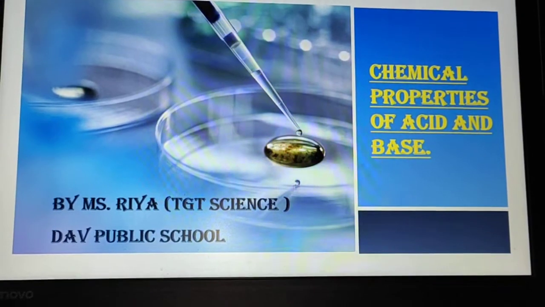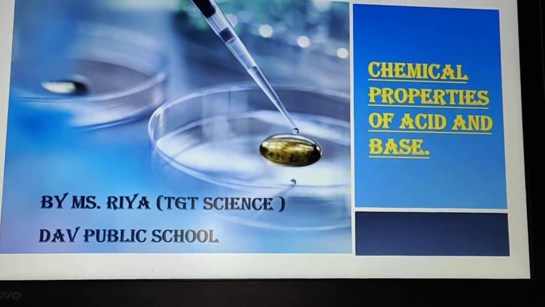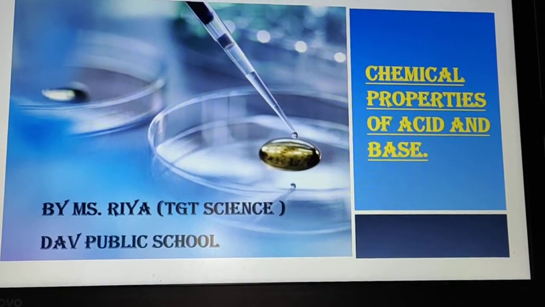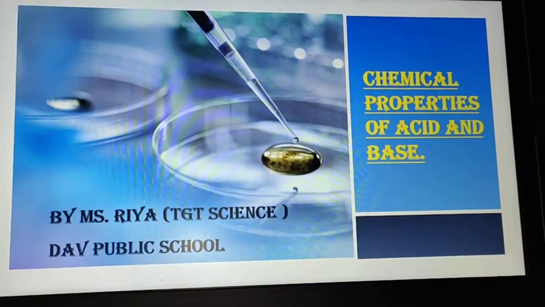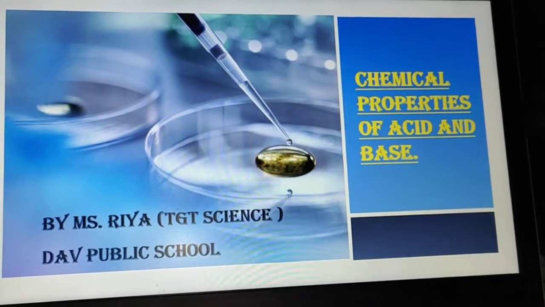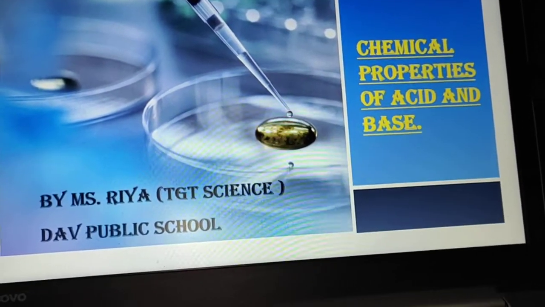Today's topic is chemical properties of acids and bases, as we have done all the basics of acids and bases and the indicators in the last video. Now it is time for chemical properties of acids and bases.